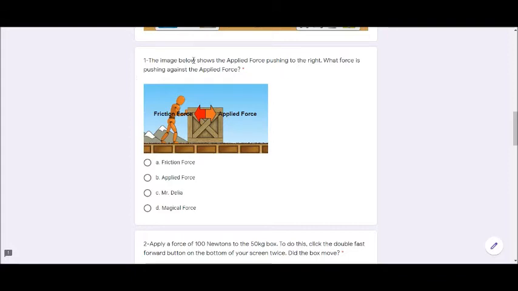The image below shows applied force pushing to the right. So here's applied force here. What force is pushing against the applied force? So if this is pushing this way, this red arrow means that's pushing. So friction force. Yeah, that makes sense, right? If you push that way, the force pushing against you is friction. So let's click on that. It makes sense, doesn't it? It's kind of like if you try to push somebody who's sitting on the carpet, the friction between the carpet and that person is going to push against you.